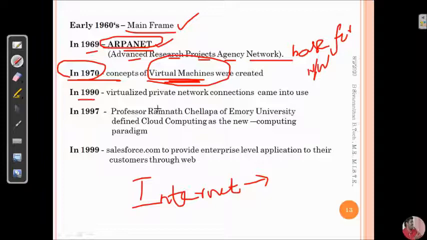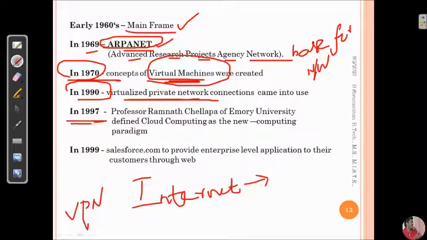In 1990, most of the telecommunication providers started to provide virtual private network connections. As you have heard, the term VPN is nothing but a virtualized private network connection, and that came into use in the 1990s.